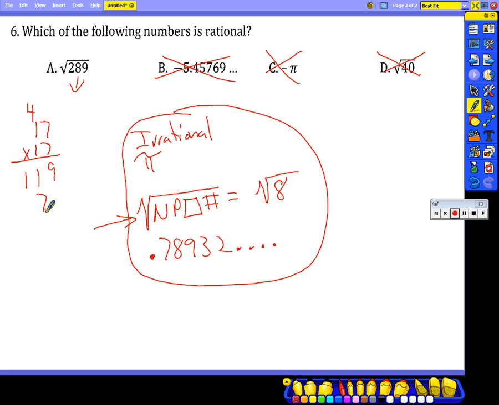1 times anything is just itself. I'm going to add those. I get 9, 8, 2. 289. So the square root of 289, you can actually do that and get an integer answer. It's 17. Therefore, this is rational. It's something you can do. All right. That's number 6.